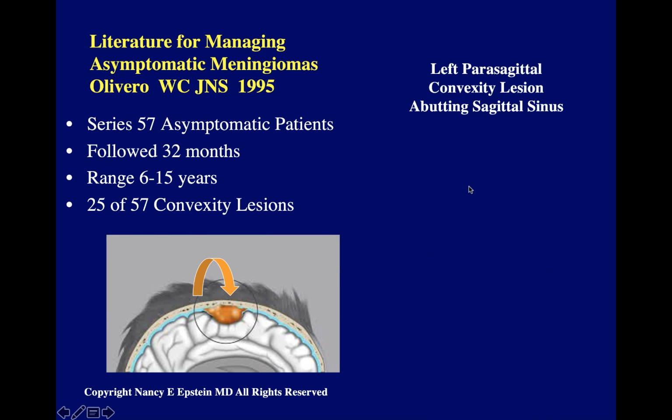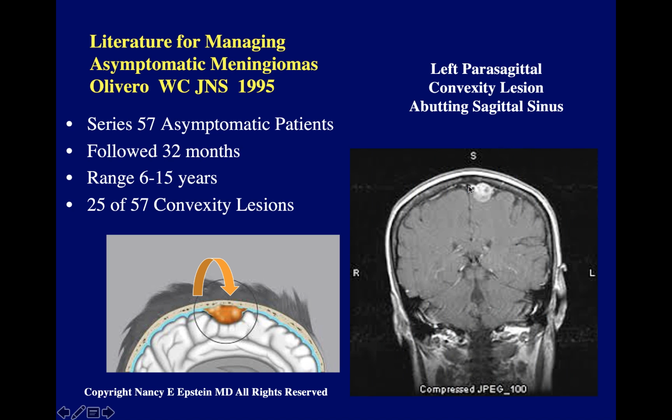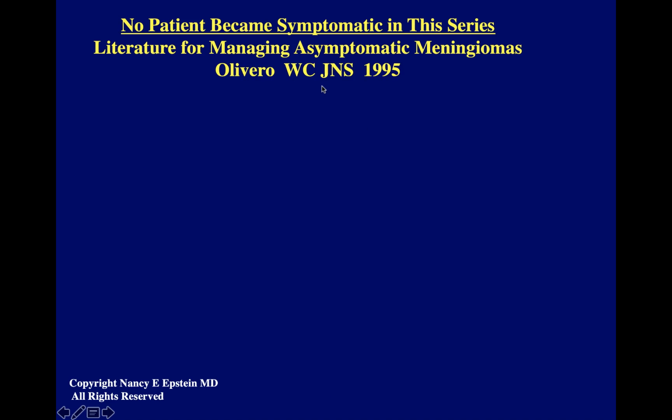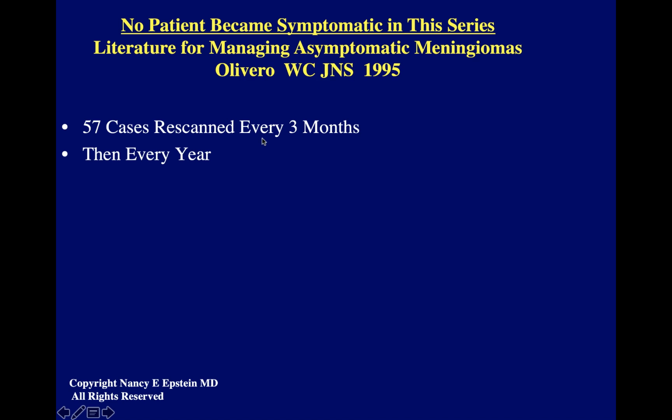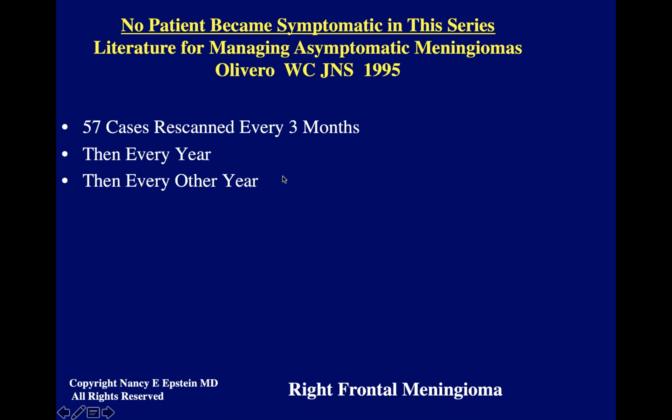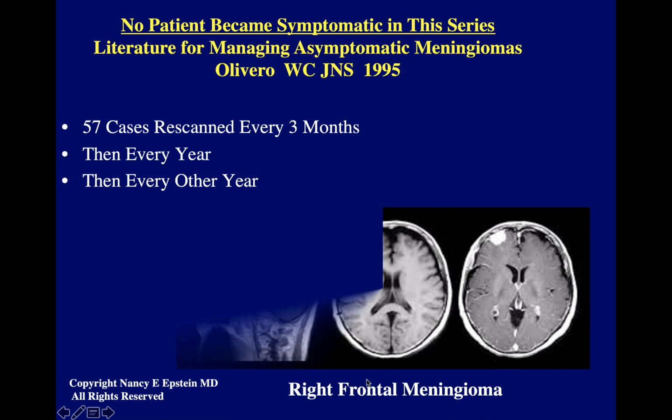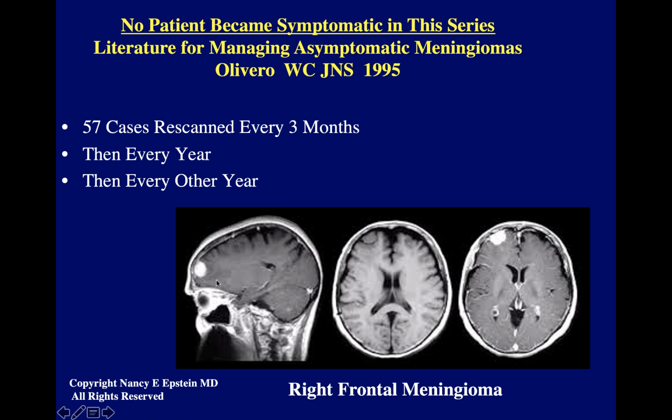And you can see on this left parasagittal convexity meningioma image on this T1 weighted contrast enhanced MR, a parasagittal lesion that may indeed be invading the sinus. No patient became symptomatic in this series. The 57 cases were rescanned every 3 months for the first year, then every year for a few years, then every other year. Here's an example of such a right frontal meningioma that would remain asymptomatic.